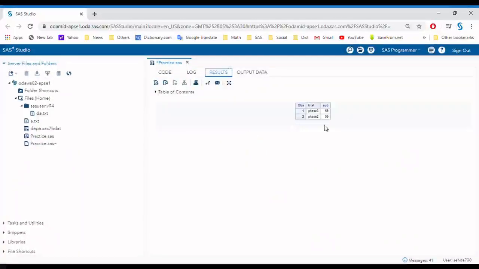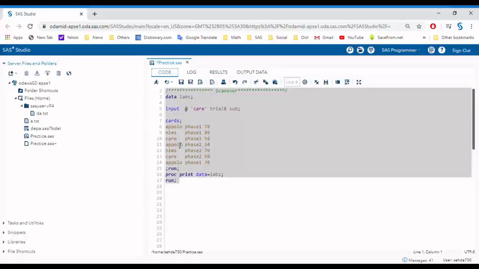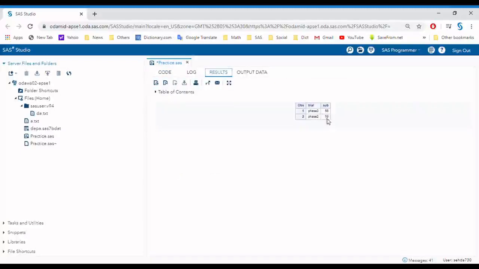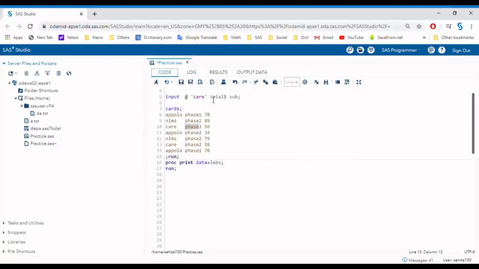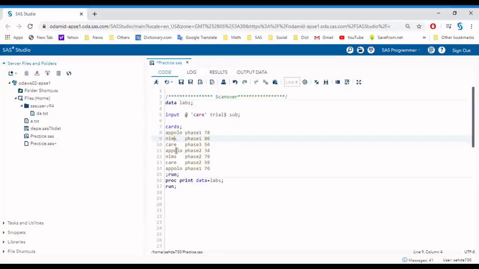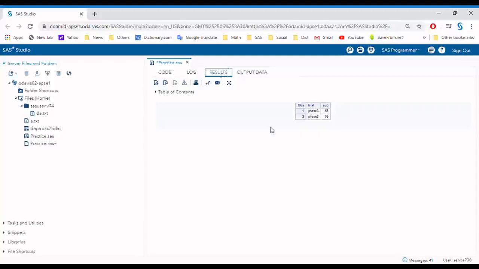I did run this. So yes, wherever care is there, that would be read over here. So phase 3 56, and then phase 2 59, phase 3 56, phase 2 59, trial and sub. So the next two variables have been read. But remember these things, Apollo, names, care, are not being read over here. So that's one drawback we can say of this scan. Because of that we are not able to identify whether phase 3 is for care or not.